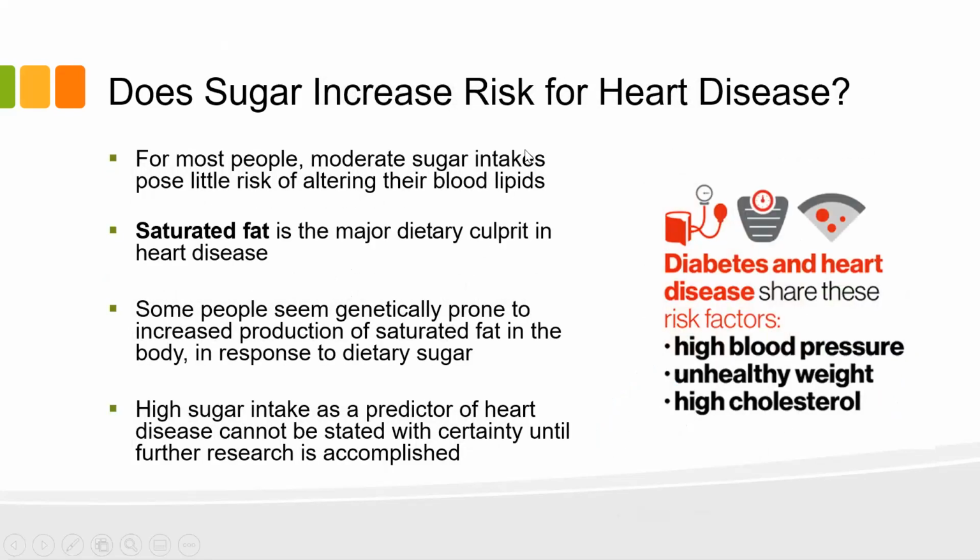So what about heart disease? It's certainly worth talking about heart disease a little bit with sugar. Again, saturated fat and obesity are the biggest indicators for heart disease, not sugar. For most people, moderate sugar intake doesn't seem to affect your blood lipid levels too much. That being said, some people seem to be genetically predisposed, and they gain weight a lot easier. At least it gets converted to fat more readily.